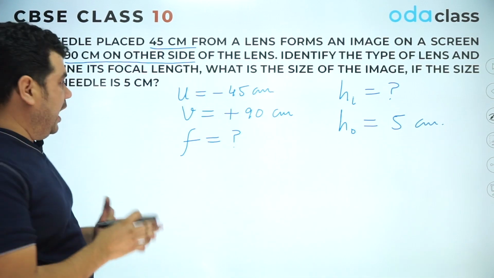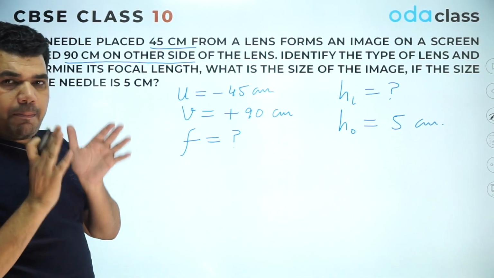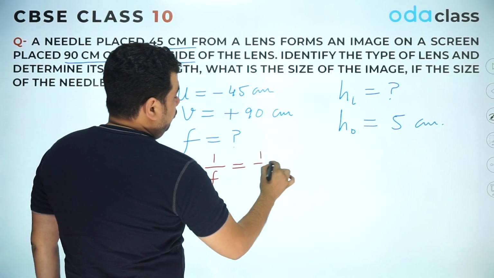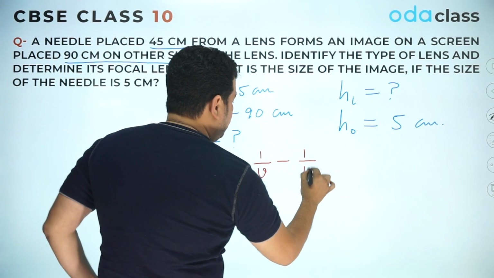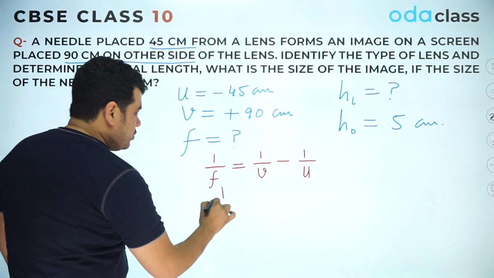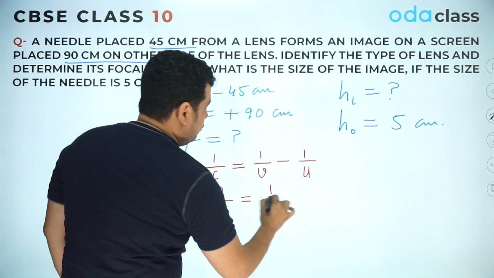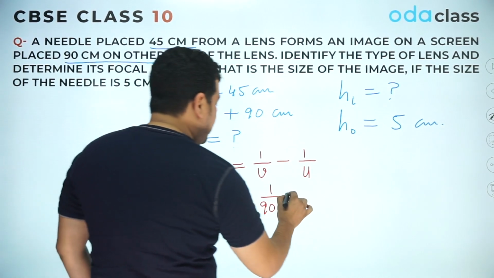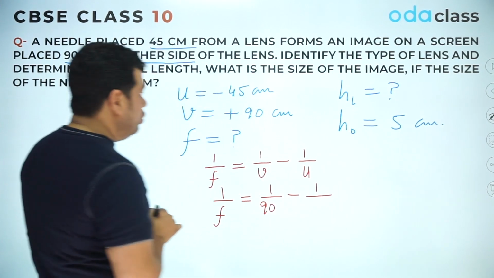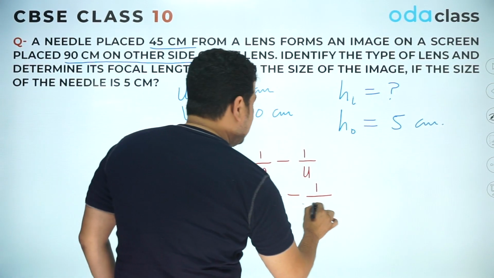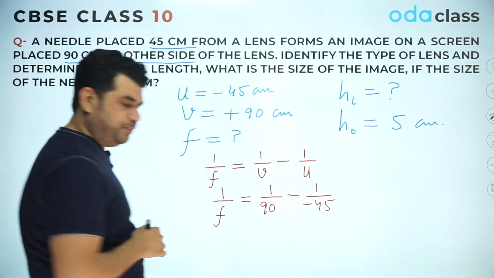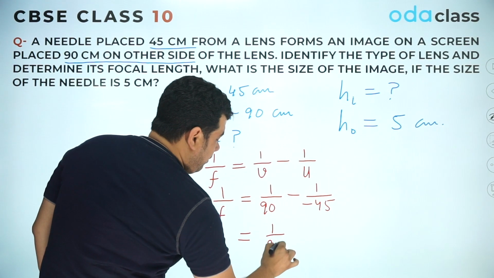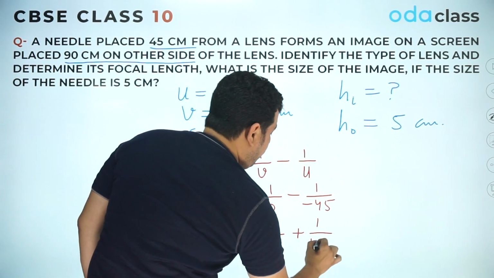First of all, we have v, u and f. So we should apply the lens formula, that is 1 upon f is equal to 1 upon v minus 1 upon u. We don't have the value of f, so we can write 1 upon f is equal to 1 upon v. v is given as 90, correct? And now here minus 1 upon u. What about u? u is minus 45 centimeter, right? Correct. So minus minus plus. So we have 1 by 90 plus 1 by 45.